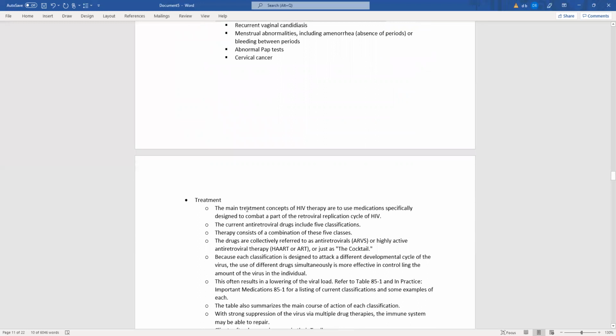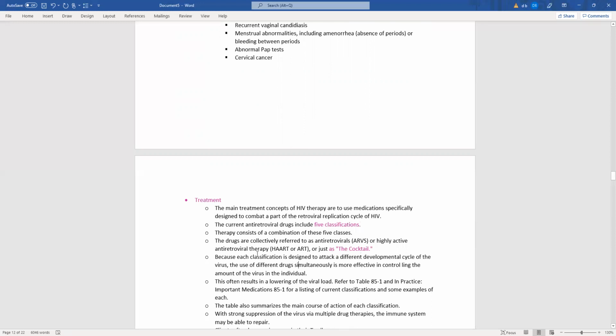Treatment. The main treatment concepts of HIV are to use meds specifically designed to interrupt a part of the retroviral replication cycle for HIV. The current antiretroviral drugs include 5 classes. Therapy consists of a combination of these 5 classes. The drugs are collectively referred to as antiretrovirals, also known as highly active antiretroviral therapy, that's HAART or ART, or just the cocktail. Okay?